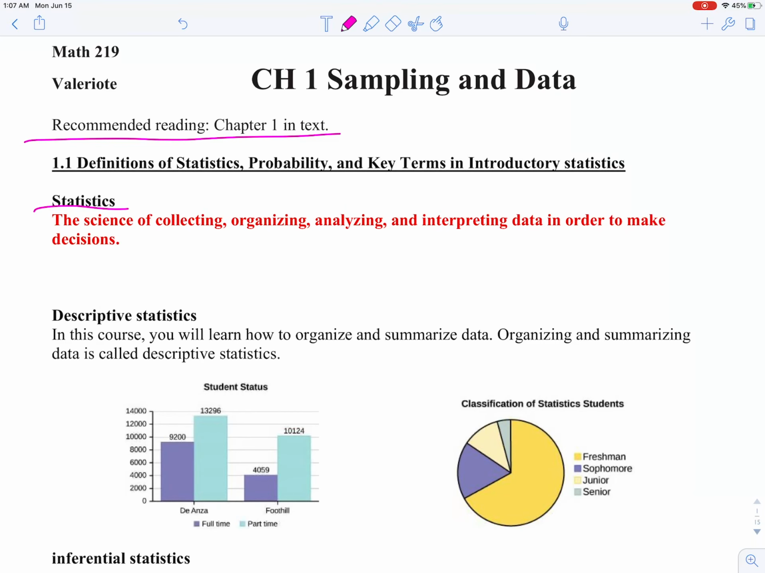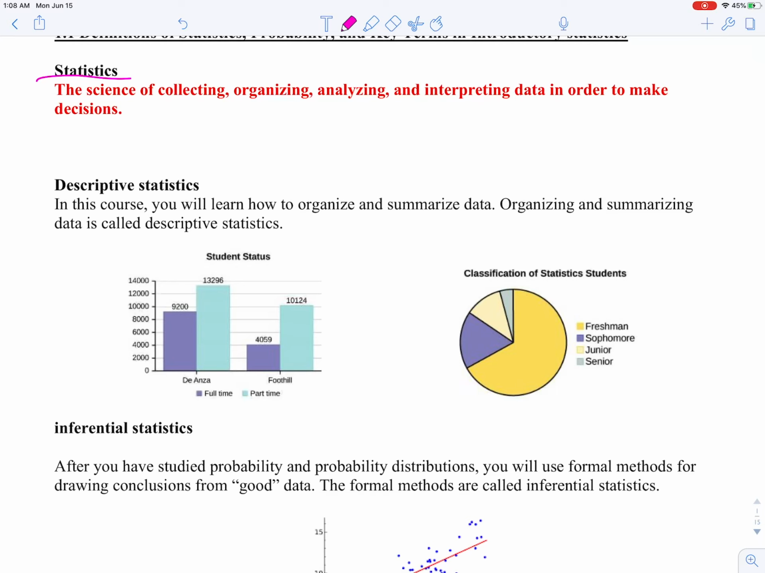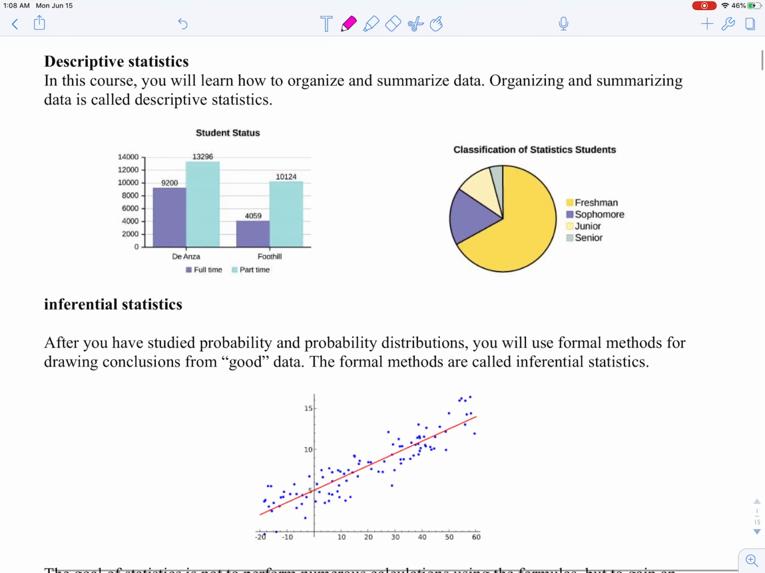All right, next thing we have descriptive statistics. What's kind of cool about a lot of the terminology in this class is these words are self-descriptive. Literally, this one, descriptive statistics. In this course, you'll learn how to organize and summarize data. Organizing and summarizing data is called descriptive statistics because it describes the statistics. Pretty cool, huh?